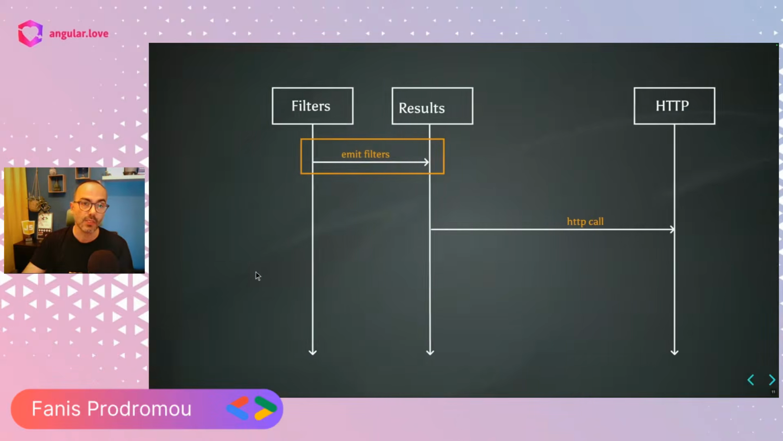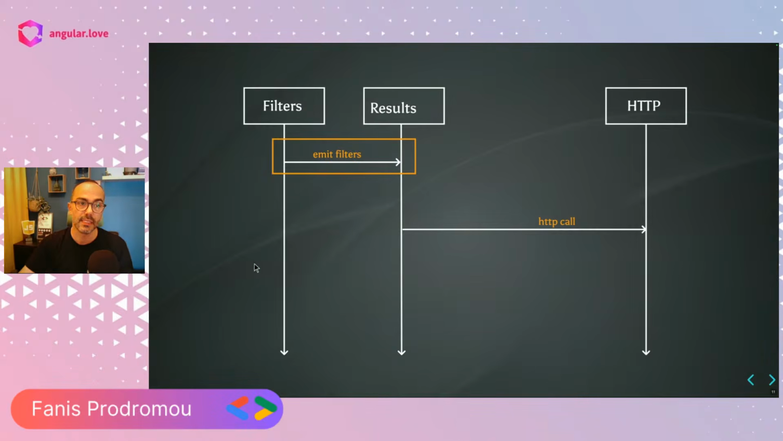If we see the sequence diagram, perhaps this is what it would look like. The actors here are the following: filters, results, and HTTP. So if we follow the approach that we have just described, the filters will emit the selected filters into the results, and the results eventually will make the HTTP call so that we can have our results back. Nice. This works just nice.